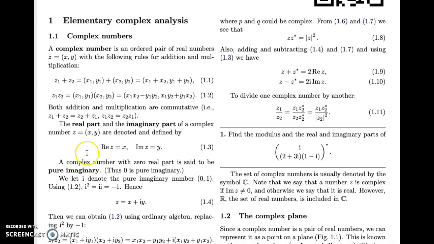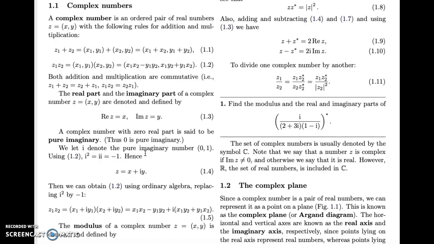The real part of a complex number is simply the first coordinate. The imaginary part is the second coordinate. Real part of z, imaginary part of z. We call a complex number which has no real part a pure imaginary number, and that means that we include 0 as a pure imaginary number. The symbol i is normally used to denote the pure imaginary number (0, 1). So i squared is equal to minus 1.